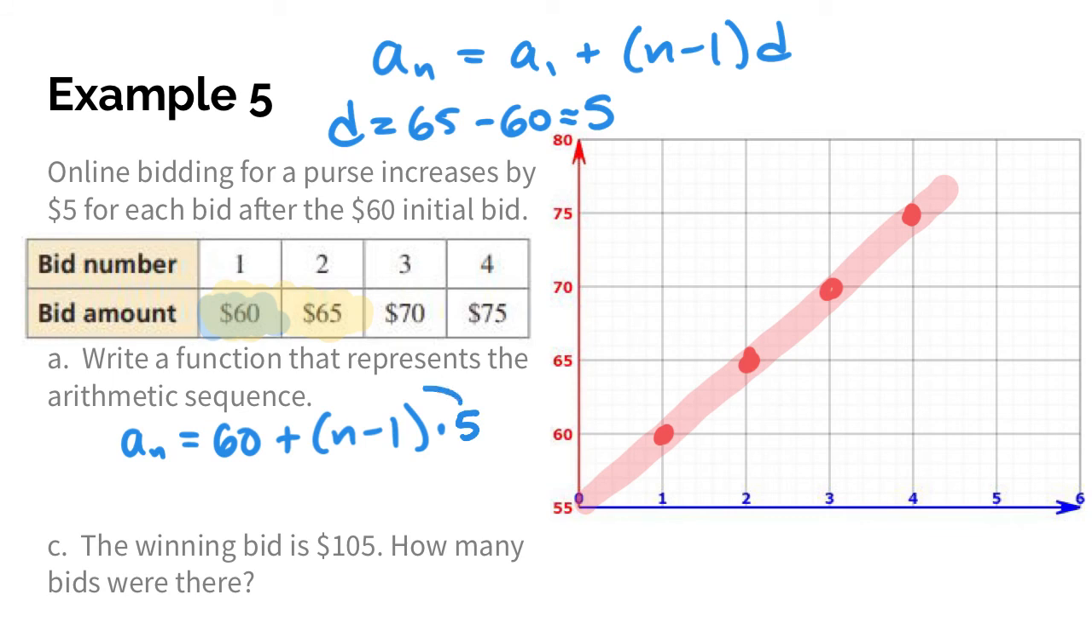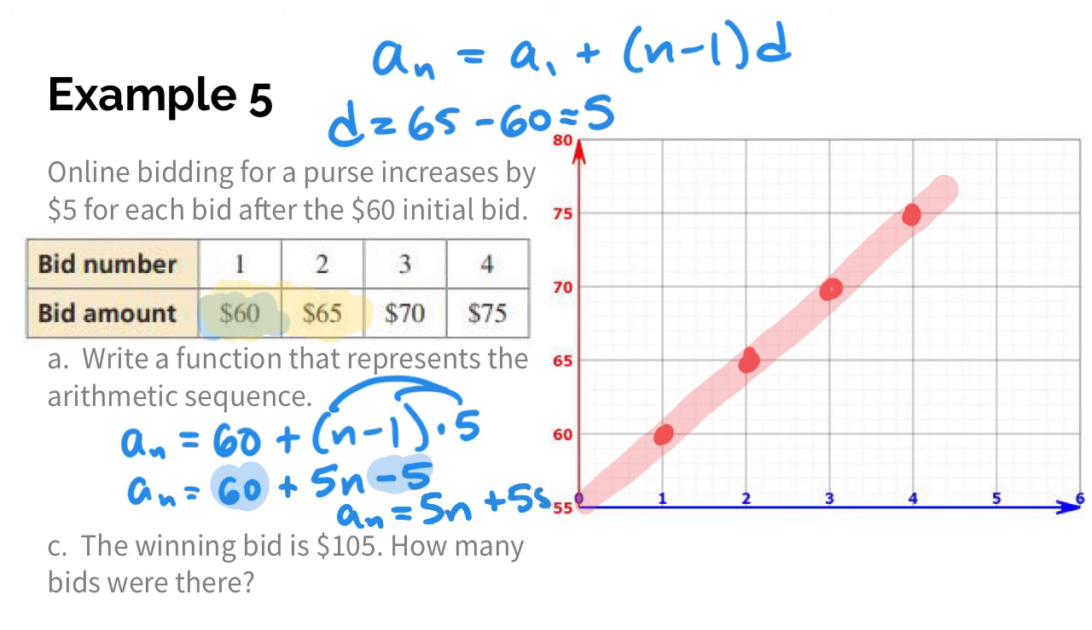Just like our previous example, we are going to distribute that 5 and try to simplify this down. So I have a_n equals 60 plus 5 times n would be 5n. 5 times minus 1 would be minus 5. And then my last step again is to simplify. So simplifying here, I'm going to combine my like terms of 60 and minus 5. And I would get, I'm going to write this in a different way, a_n equals 5n plus 55. Okay, there's my arithmetic sequence to represent this situation.